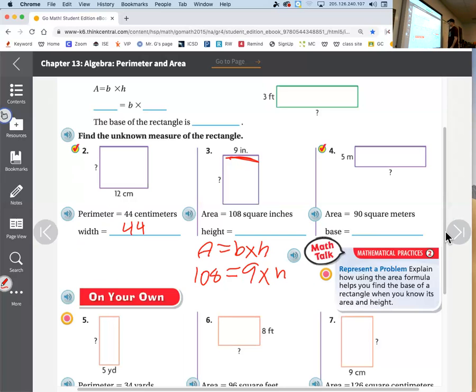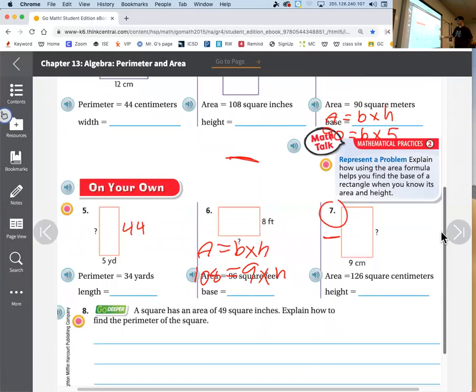Then over here to number 4. Look, we have area again. So we have area equals base times height. We know what the area is. It's 90. We don't know what the base is. Base times the height, which we know is 5. So now what times 5 equals 90? Or you can just divide it up, okay? So finish that one up.